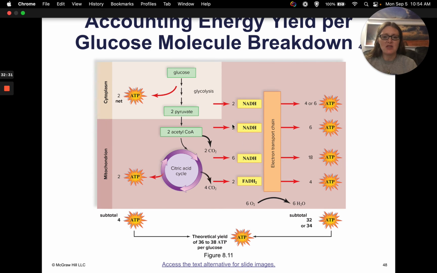NADH and FADH, which are produced throughout both of these processes, are going to go into the electron transport chain. During the electron transport chain, we're going to get a variety of ATP. You can have a total of 32 or 34, and then the theoretical yield of 36 to 38 because you're combining the 4 ATP that were produced before. So 36 to 38 ATP produced per one glucose molecule. And then we can go back and put those ATP, 2 of them, into this part if needed.